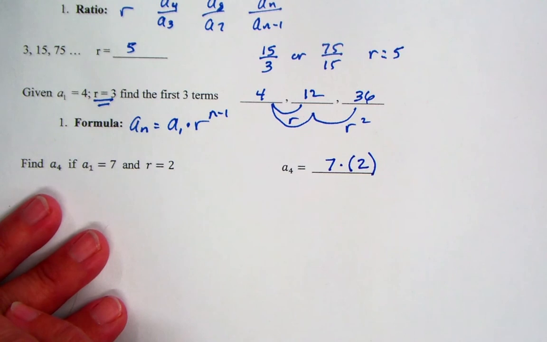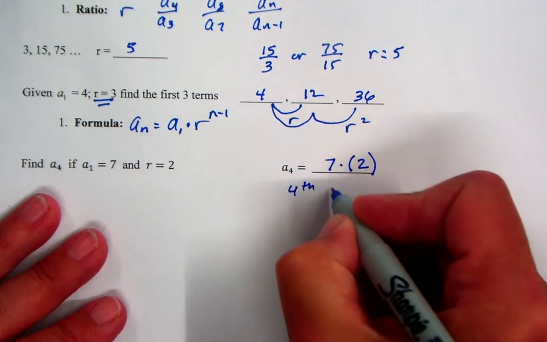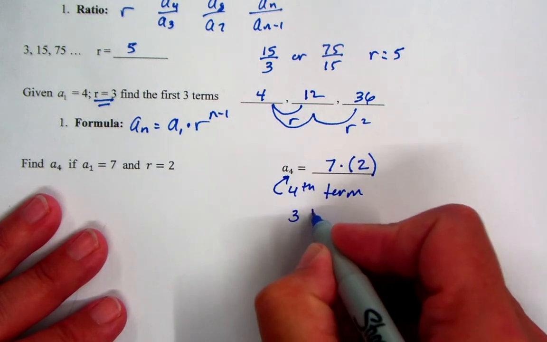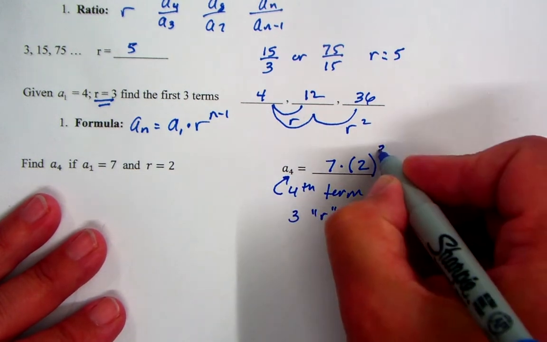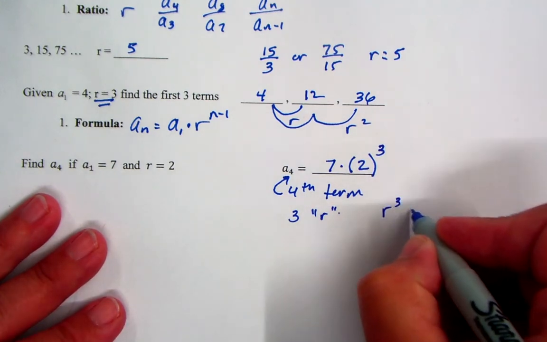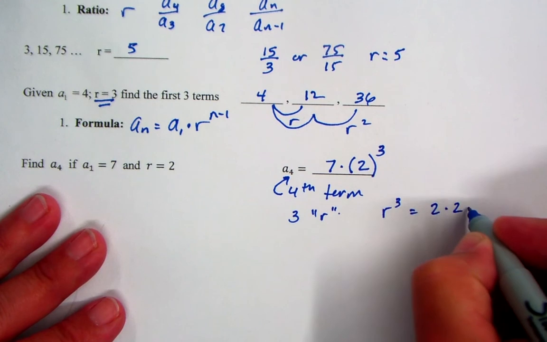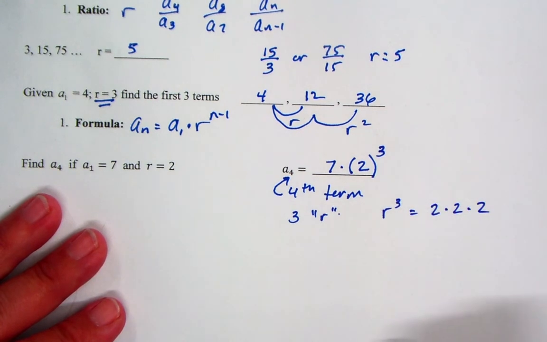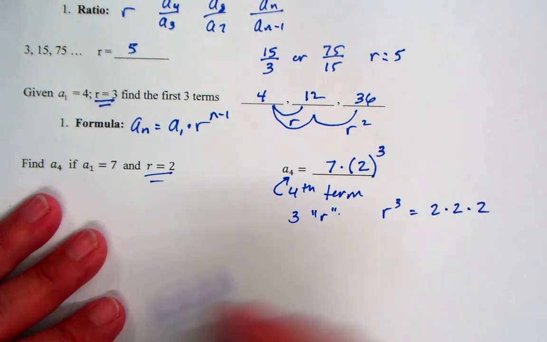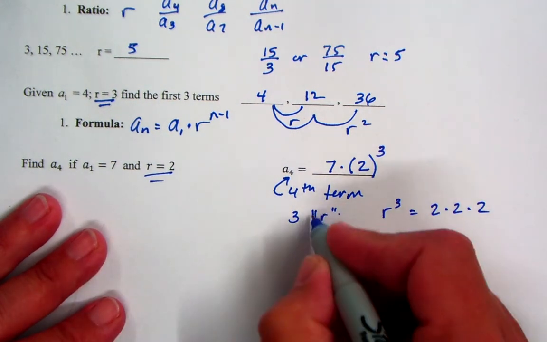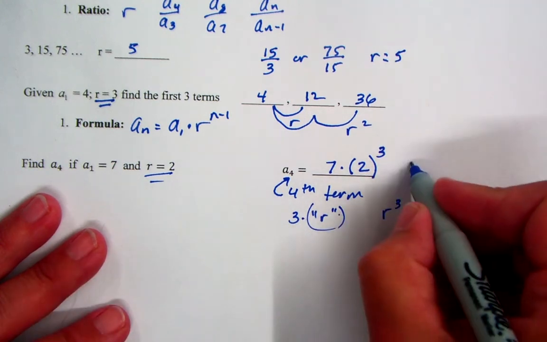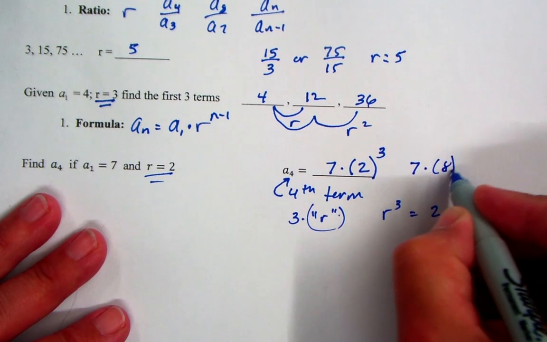And let's see, if I'm looking for my fourth term, how do I know it's the fourth term? I'm looking at that subscript. I need 3 R's. So that's why I'm going to put it to the power of 3. Remember, it's repeated multiplication. R cubed here would be 2 times 2 times 2, if my R was 2, which it was given to me. So this would be a power. And so it would be 8. So I could look at this and get 7 times 8, which is 56.